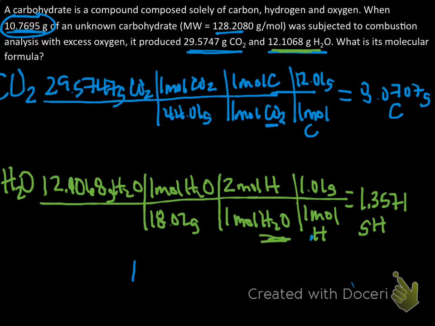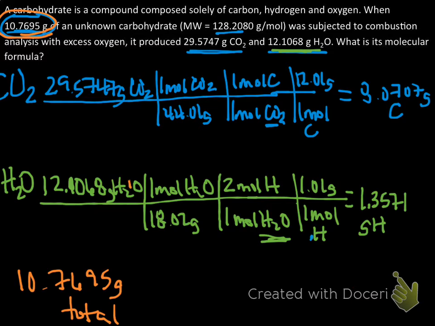So then, once we've done that, now we can go back and figure out our oxygen. So we're going to look back at our total. If we go up here to the top, our total again was 10.7695 grams. So that was our total. So we're going to start with that down here: 10.7695 grams total. Okay, so that was our total.